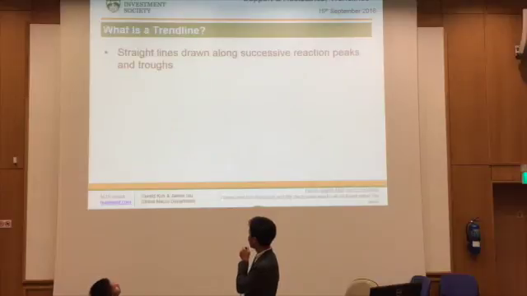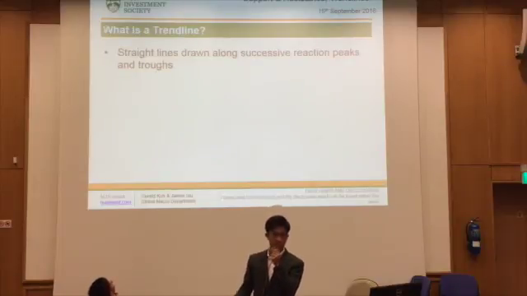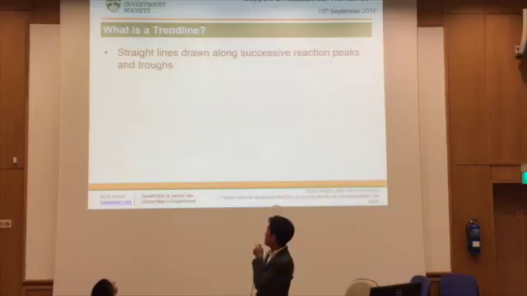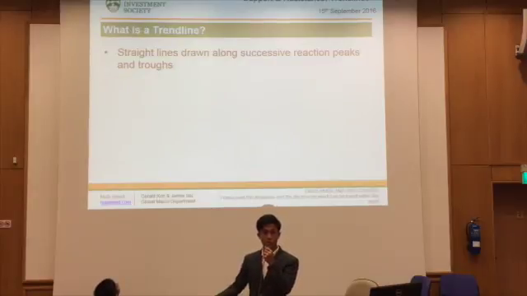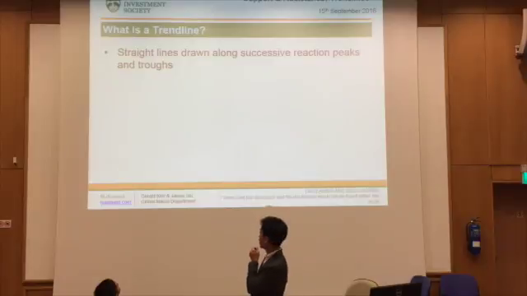Okay, so trendlines. What are trendlines? Trendlines are basically straight lines drawn through successive peaks or troughs. Here I'll be using peaks and troughs instead of highs and lows because higher highs and lower lows sound a bit contradictory, right? So I'll be using peaks and troughs to represent highs and lows.